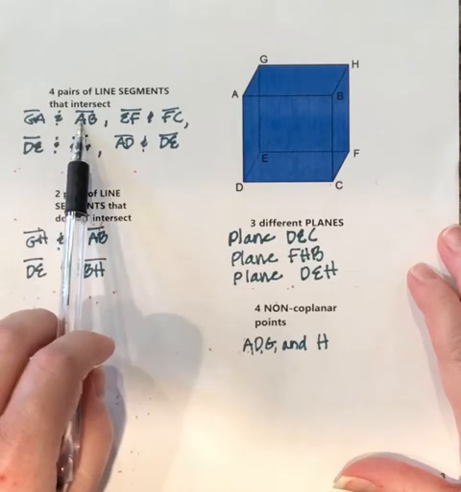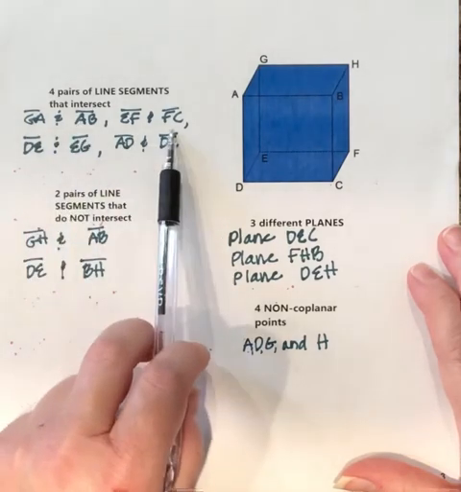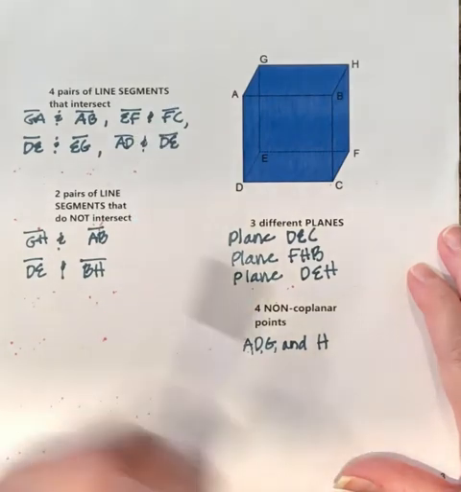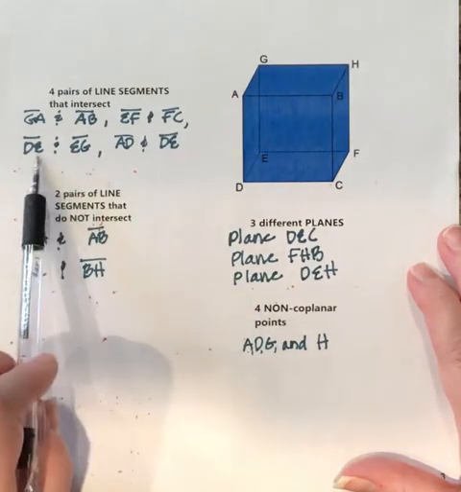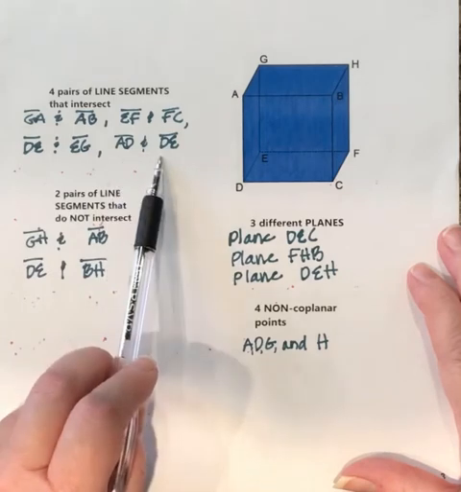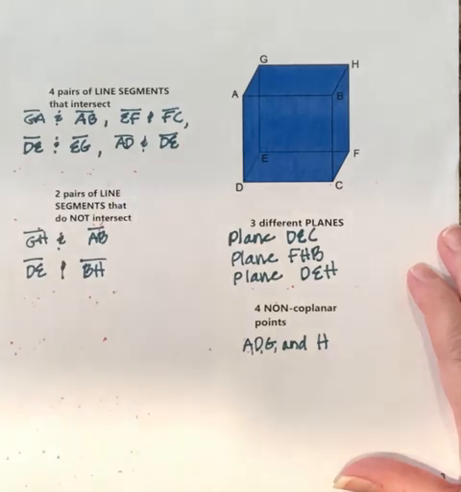So GA and AB are intersecting at A. EF and FC are intersecting at F. DE and EG are intersecting at E. And AD and DE are intersecting at D.